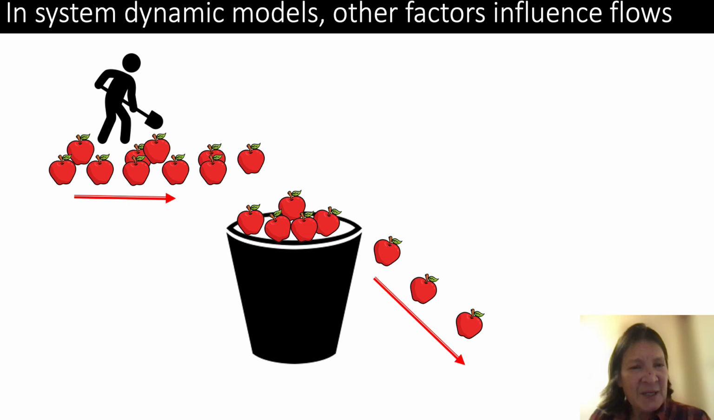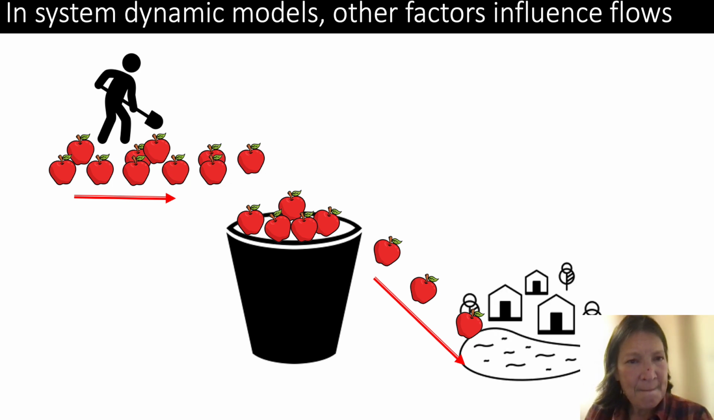Now, in system dynamic models, other factors are allowed to influence the flows and to create complex connections. So imagine instead of a simple flow, you had a person who was shoveling at a certain rate, and the faster they shoveled, the more apples they could get in. So that person and their capabilities affect the flow and hence the stock in the bucket. And then you can imagine other factors that the bucket affects.